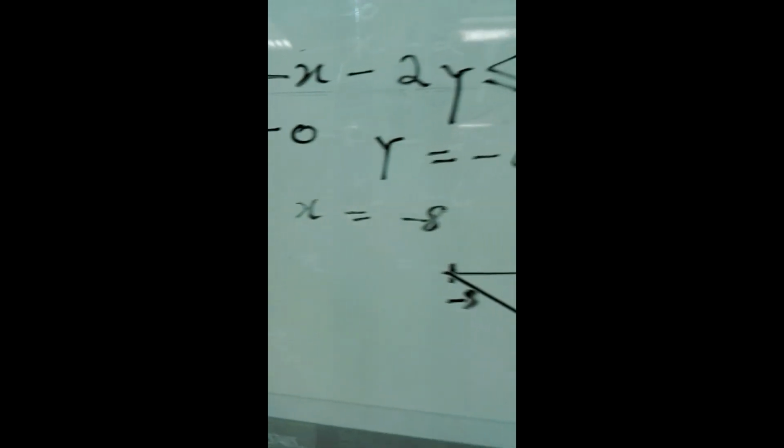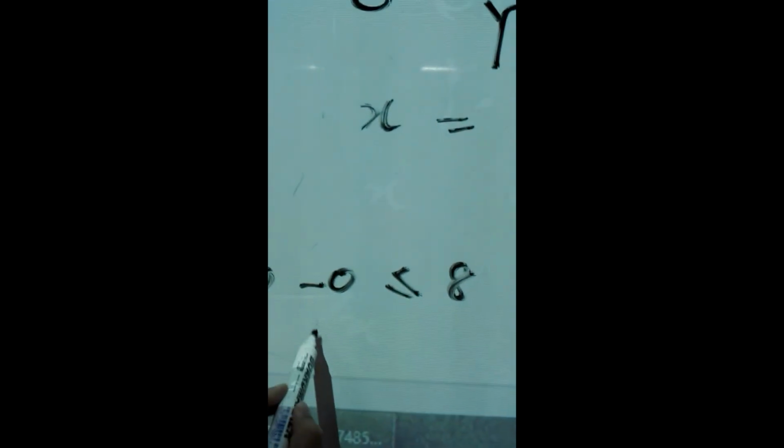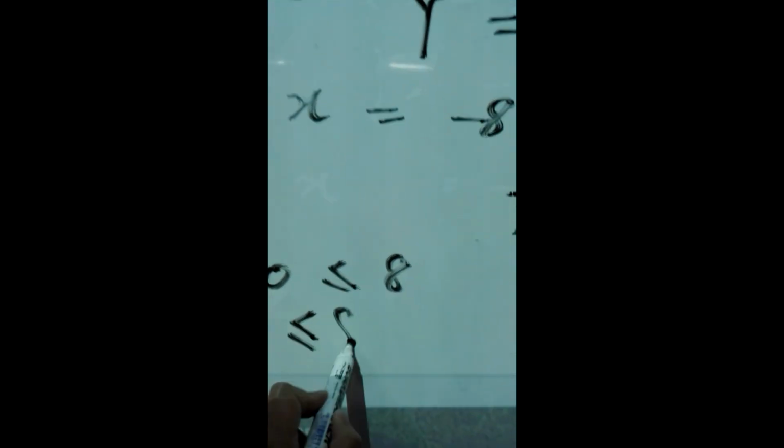Now, as we know, the condition to determine the solution set is that we have to replace both the variables with 0. So in this case, 0 minus 0 would be less than or equal to 8, which is true because 0 is less than or equal to 8. So that means we can include the point of origin, and this would be our solution set.